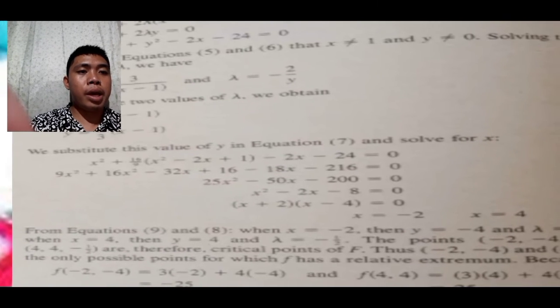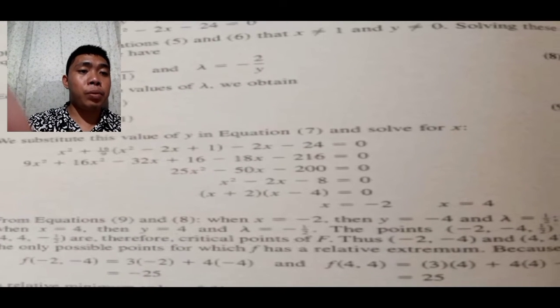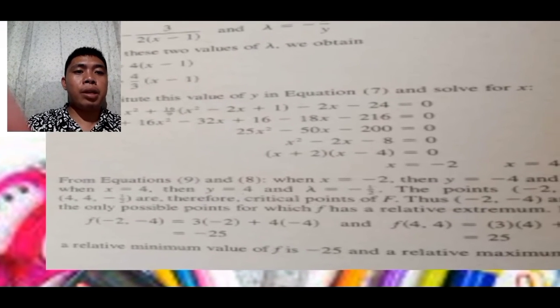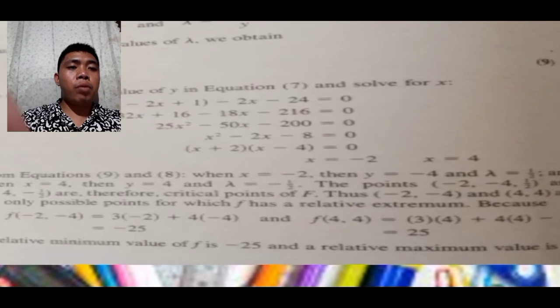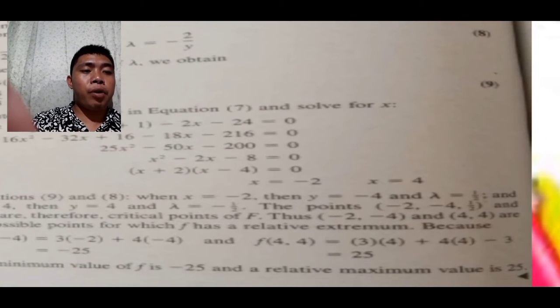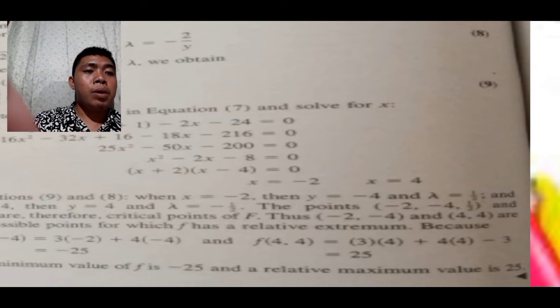x squared minus 2x minus 8 is equal to 0, and (x plus 2) times (x minus 4) is equal to 0. And x is equal to negative 2 and x is equal to positive 4. From equations 9 and 8, when x is equal to negative 2, then y is equal to negative 4 and lambda is equal to 1/2.